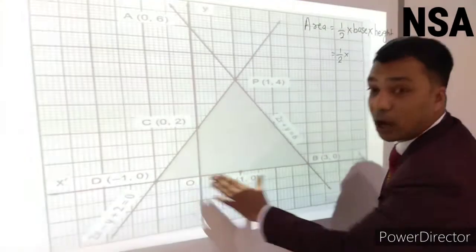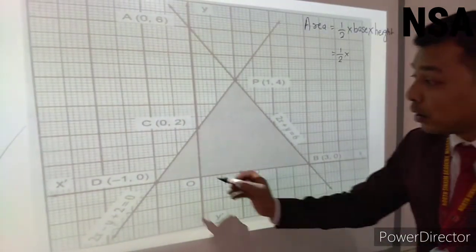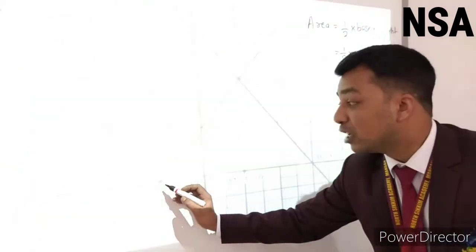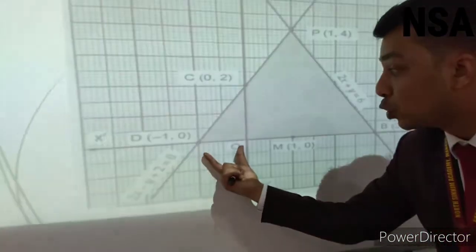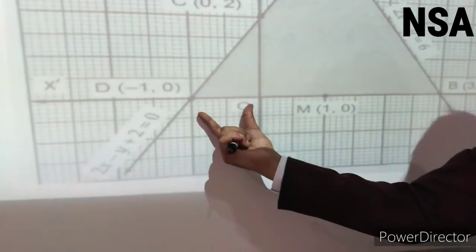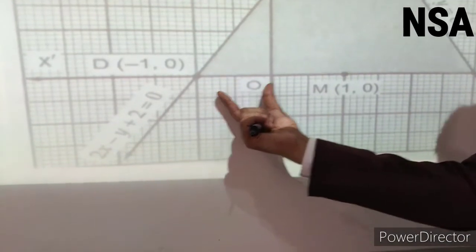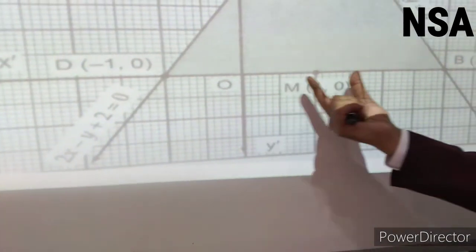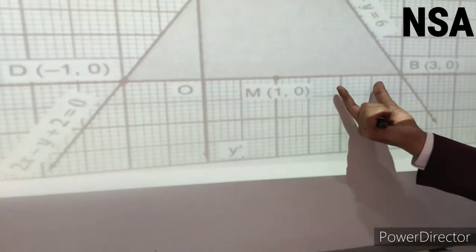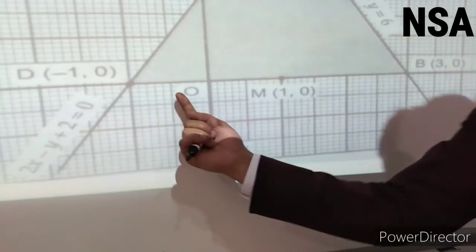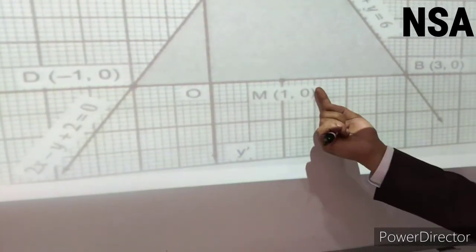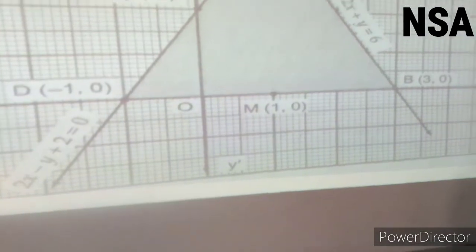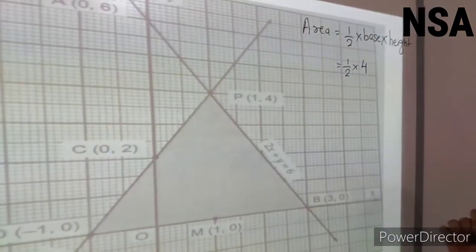Now how do you take the value of the base? You count the gaps in case of the graph. As you can see, this whole block is one gap. So this is taken as 1. This will become 2. This is 3, 4. That means you have 1 gap, 2, 3, 4. So the base value will come as 4.